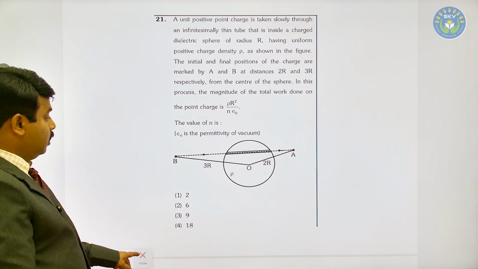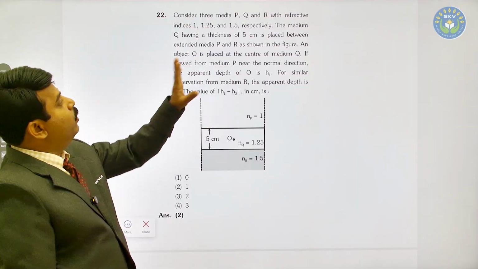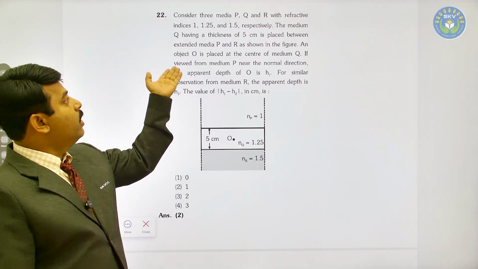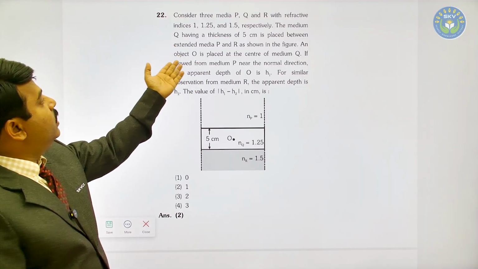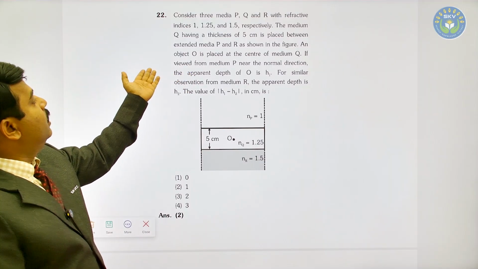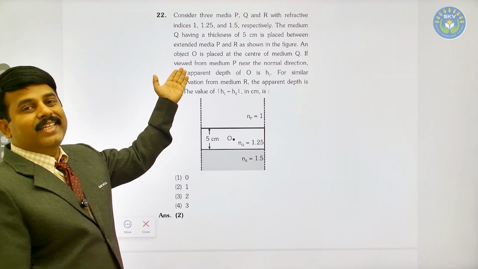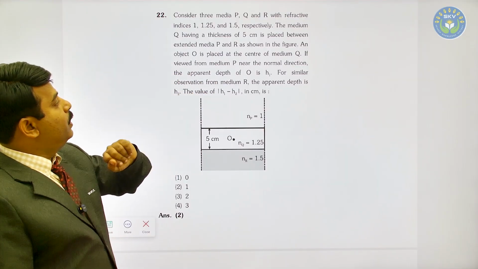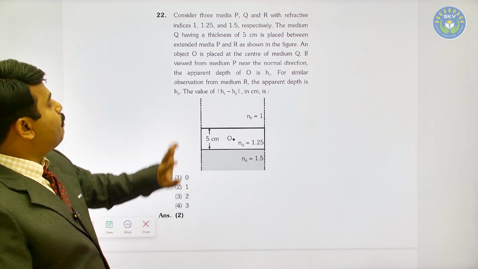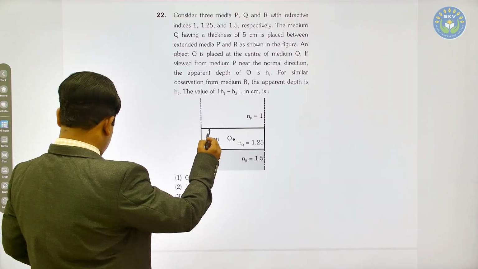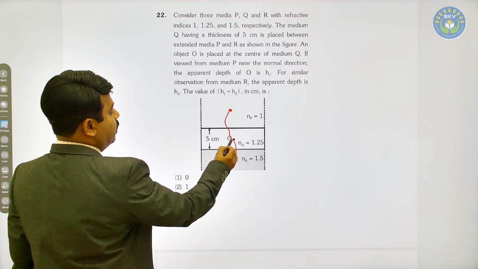Now next question is, consider three media P, Q, R with refractive indices 1, 1.25 and 1.5 respectively. The medium Q having thickness 5 cm is placed between extended media P and R as shown in the figure. An object O is placed at the center of medium Q. If viewed from point P near the normal direction, the apparent depth is given. Looking from this side also, the apparent depth is given.